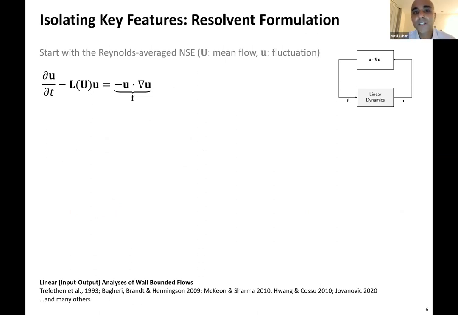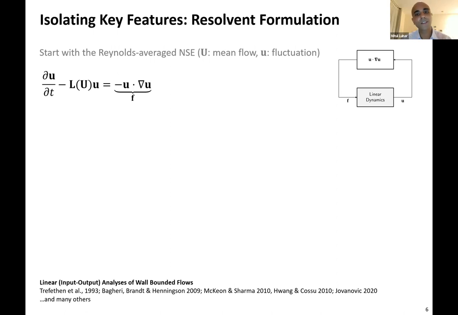And to isolate these key features, we're essentially going to make use of a linear input-output analysis. So we're going to make use of the resolvent framework. And I'm going to just spend really one slide outlining how this works. So we start with the Reynolds averaged Navier-Stokes equations. So here we have a capital U, which is the mean flow, and the turbulent fluctuation around this, which is lowercase u. And with the Reynolds averaged Navier-Stokes equations for the fluctuations, we can write it in this following simplified form. On the left-hand side, we have essentially the linear components, so linearized about the mean flow. And on the right-hand side, we have the nonlinearity, the convective nonlinearity.